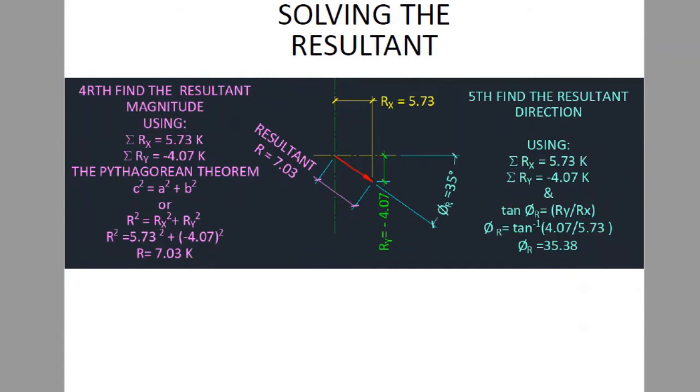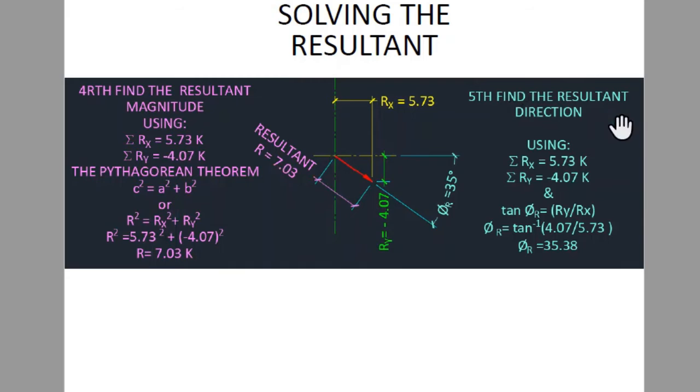Fourth, we find the resultant's magnitude using the sum of our x components and the sum of our y components. We can also use the Pythagorean theorem, c squared is equal to a squared plus b squared, or in relation to our resultant, R squared is equal to Rx squared plus Ry squared. We plug in the numbers that we found and find that the resultant has a magnitude of 7.3 kN. And you can see that here within the aligned dimension.